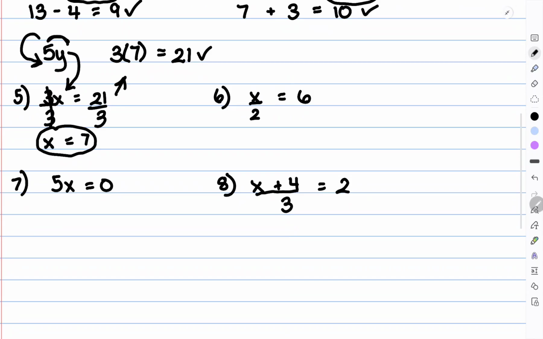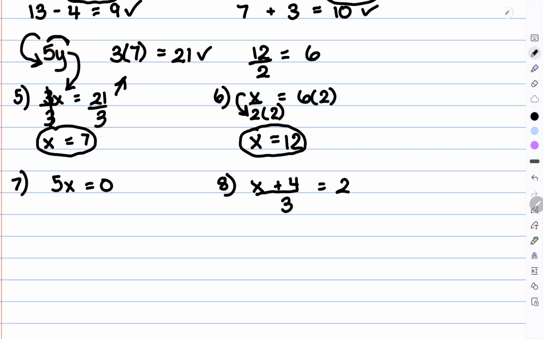Now number 6, x over 2 equals 6. So here, x is dividing 2. What's the opposite of dividing? Multiplying. So we're going to multiply 2, and then we're going to multiply 2 on the other side, like we normally do. Then we multiply, so x equals 12. And if you wanted to check, let's see, 12 over 2 equals 6. Does 12 divided by 2 equal 6? Yes, so it is correct.